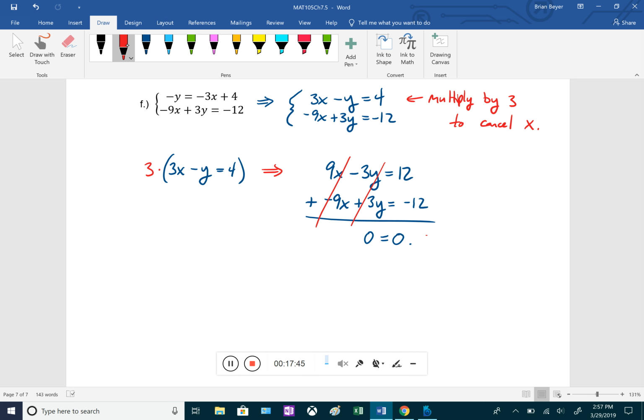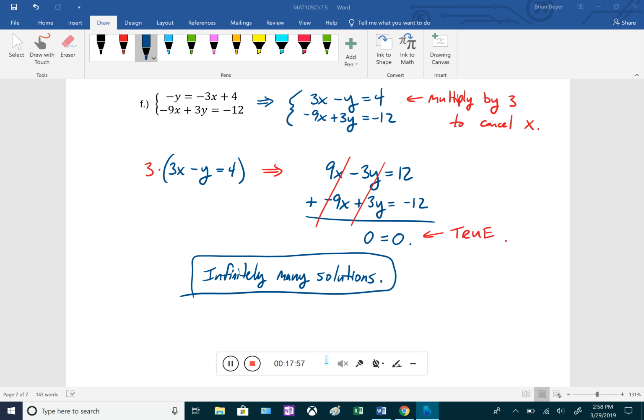So this time we get 0 equals 0, which is obviously a true statement. So since the variables canceled and we got a true statement, there are infinitely many solutions. Okay, so there are an infinite amount of solutions for this one. So that means that these equations actually end up simplifying to be the same exact line. So if we solve both of them for y and simplify it, they would actually equal the same exact thing. Okay, so that is it for this section.